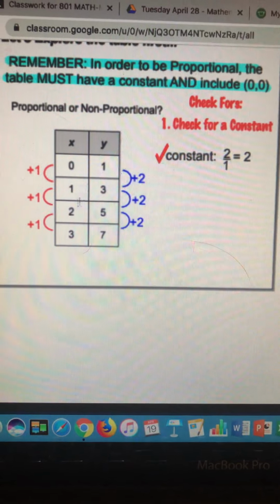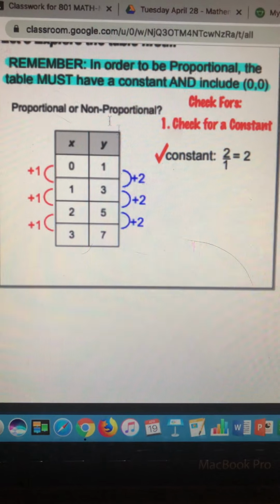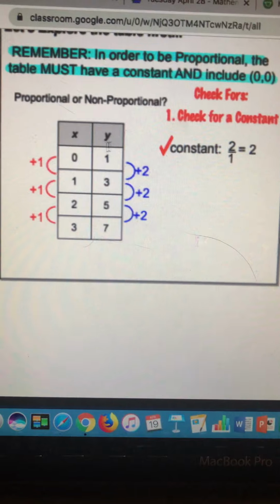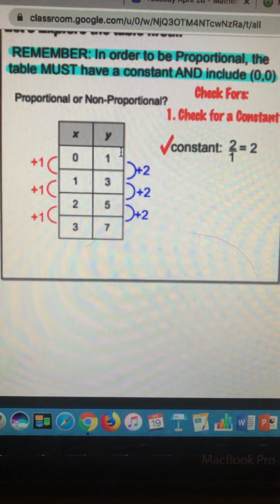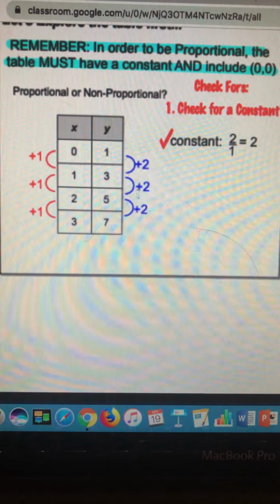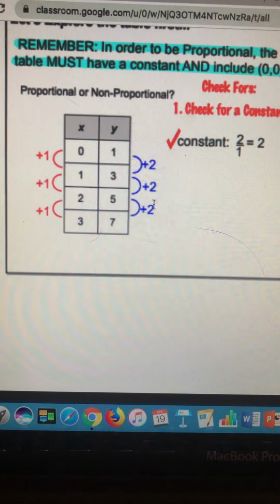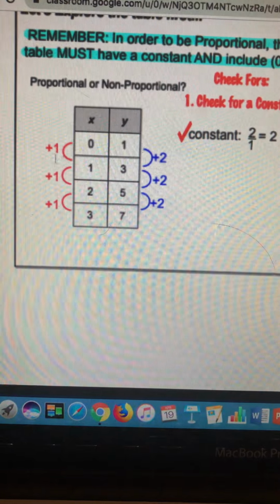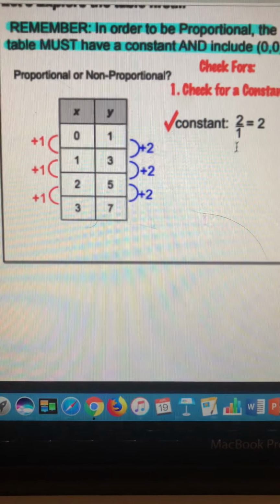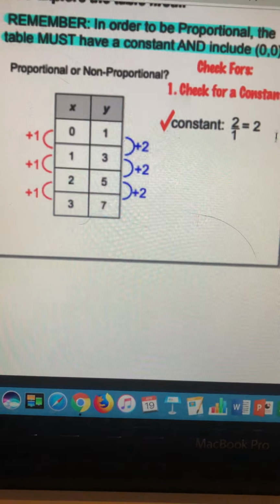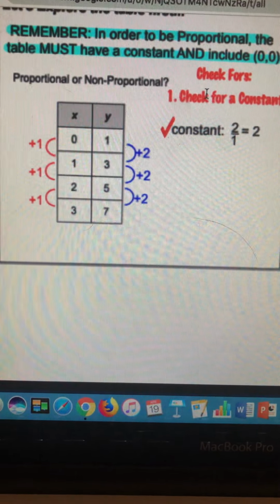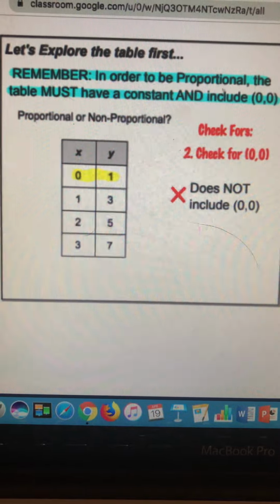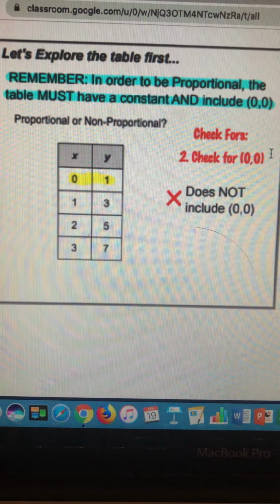So they give you this table, and the way you check if it's proportional or not is step 1. You check for a constant. You guys were excellent at this. This is when you check what is the pattern in y. The pattern in y is plus 2. So that's 2 in your numerator. What is the pattern in x? The pattern in x is plus 1. That is our denominator. So our constant is 2. So does this table have a constant? Yes. Good.